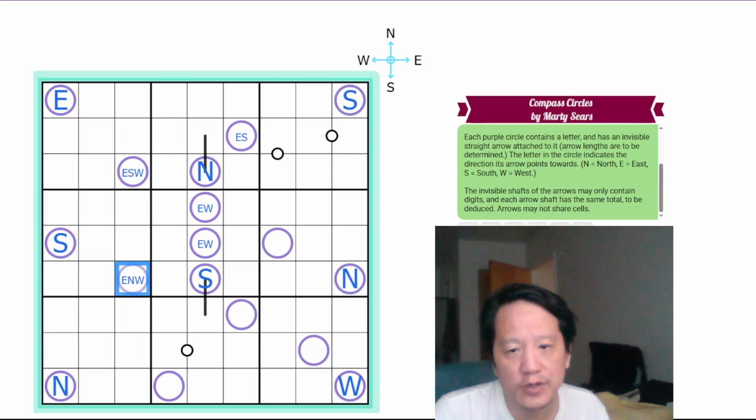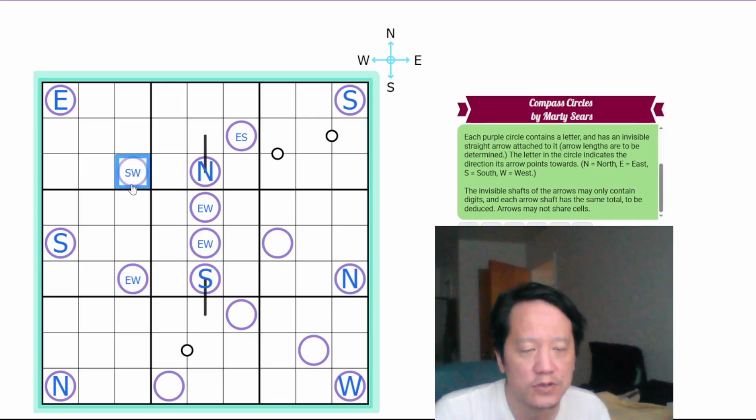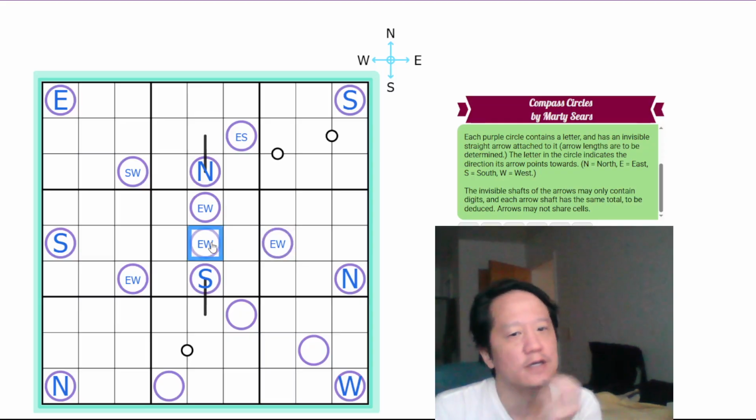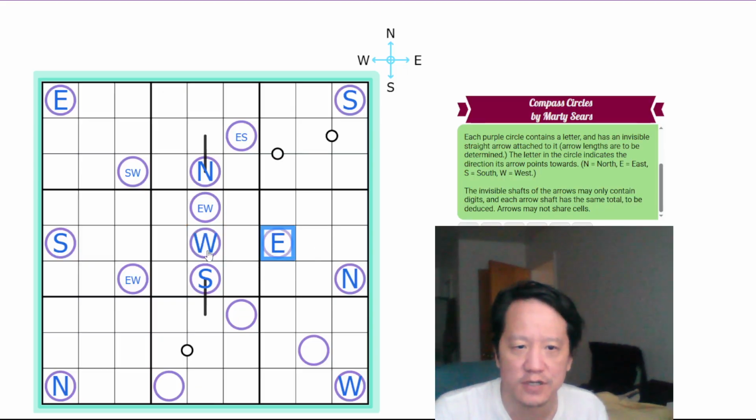Okay, so this cannot be north here. Cannot be north here. Cannot be east here. So it's south or west. North or west. Okay. This combination cannot be north, cannot be south, so it's east or west there. Interesting. So if this is east, this would have to be west, but then they would share a cell. So this cannot be east. This is west, which makes that east. West eliminates west there, so that's east.